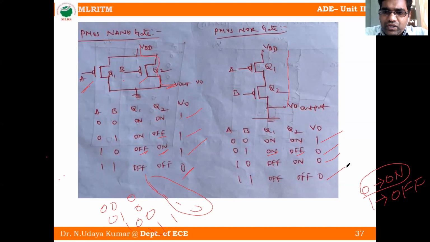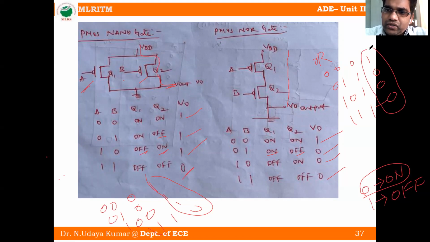So this truth table is the NOR gate structure. For example, R is 0 0 0, 0 1 1, 1 0 1, 1 1 1. So the complement of R gives us NOR. 0 complement is 1, 1 complement is 0, 1 complement is 0, 1 complement is 0. So this is the output: 1 0 0 0.